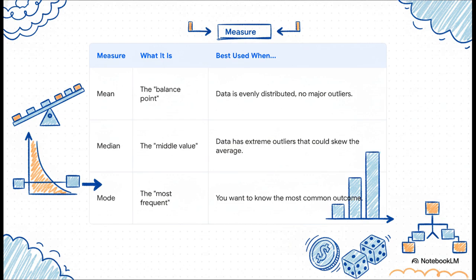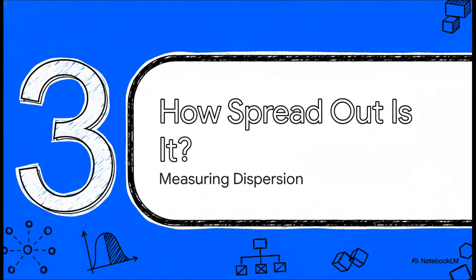In that case, the median is your best friend because it isn't yanked around by those extreme outliers. And the mode? Perfect for when you just need to know what's most popular. Knowing which tool to grab for the job, that's the real skill. So we can find the center.